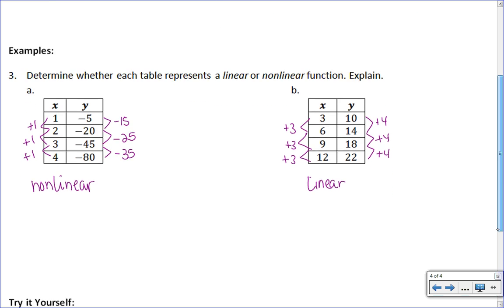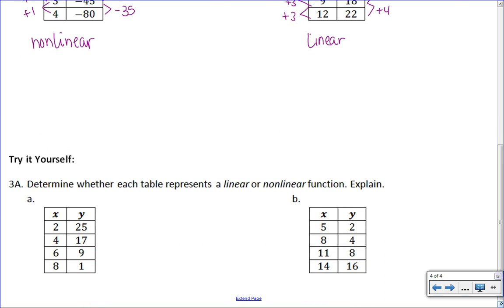Okay. There are 2 more problems for you to try on your own. Pause the video, determine whether each of those tables is linear or nonlinear, and then when you're ready to check your answer, press play. Okay, the first one is linear, and the second one is nonlinear.